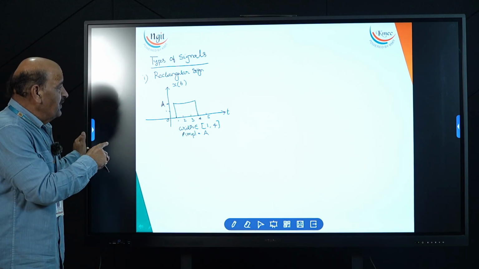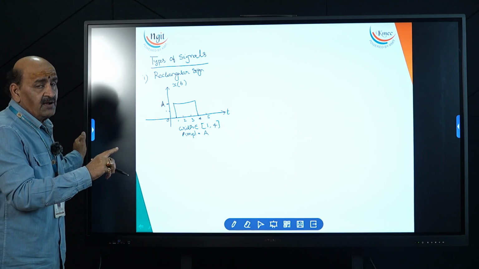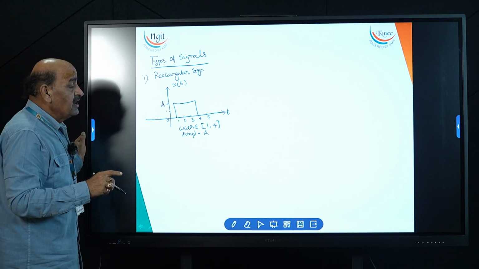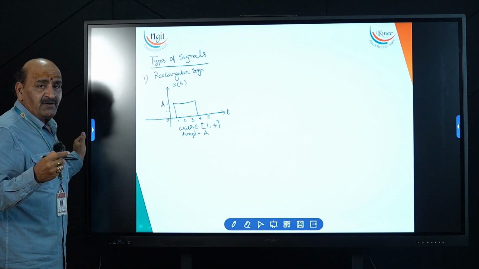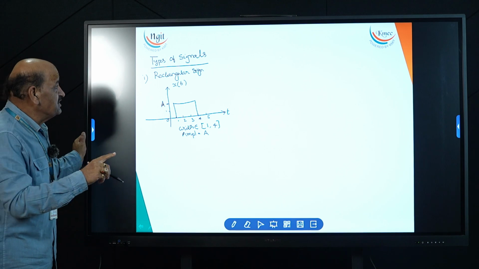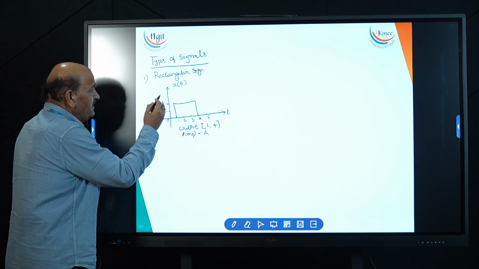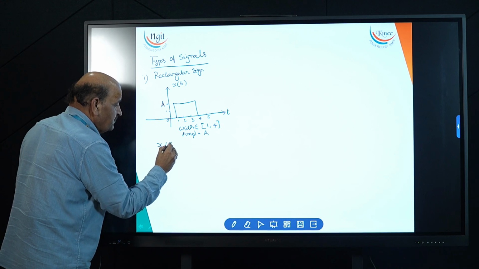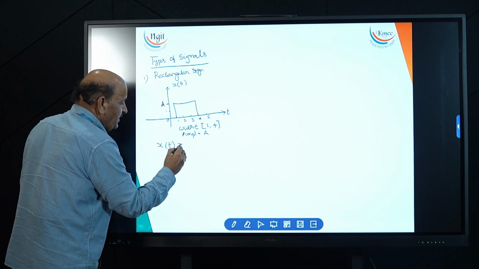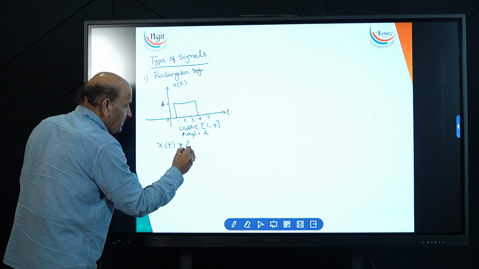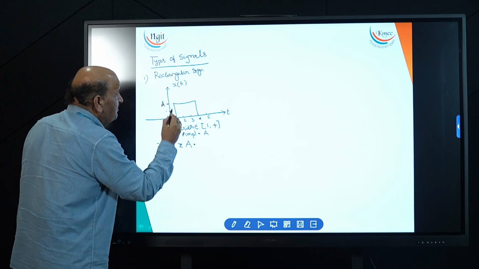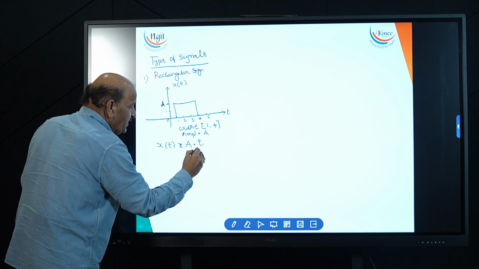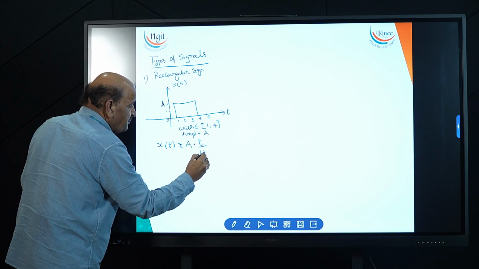For this one, how to give a modeling or mathematical notation of a rectangular signal. This is called modeling or mathematical representation of a rectangular signal. For this graph, x of t is equal to amplitude multiplied by, it is based upon which one? Independent variable t by width.